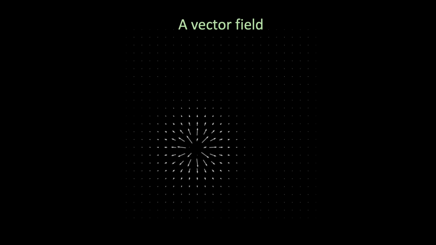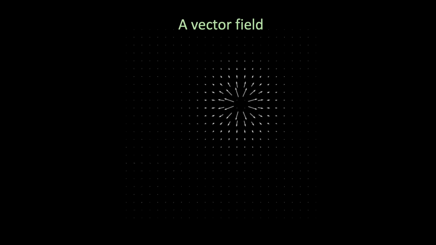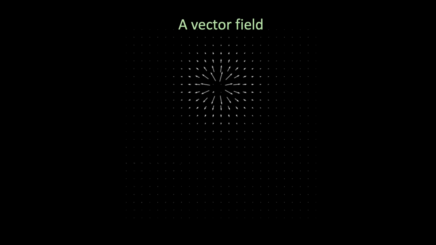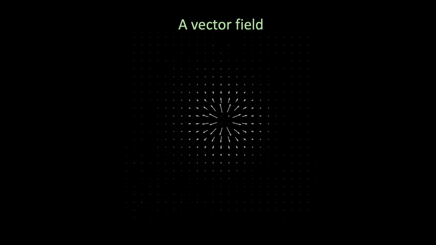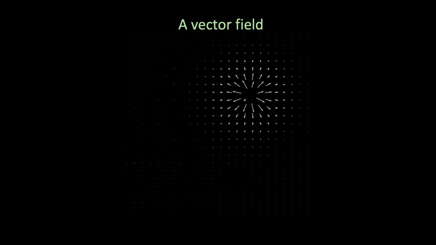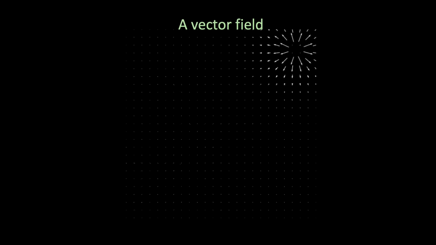But not all fields are scalar fields. Some fields assign not just a number, but a vector to each point in space and time. These are called vector fields. A vector field tells you both a direction and a magnitude at every point in space. For example, the electric field is a vector field. At each point in space, the electric field specifies both the strength and the direction of the force that would act on a positive test charge if placed at that location.